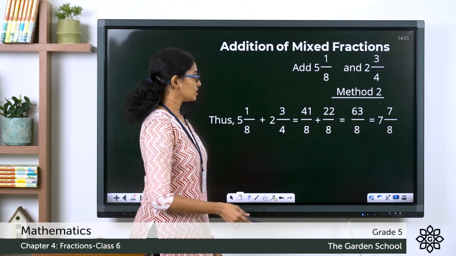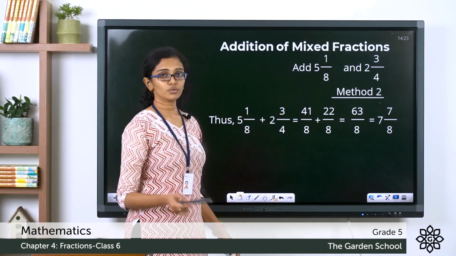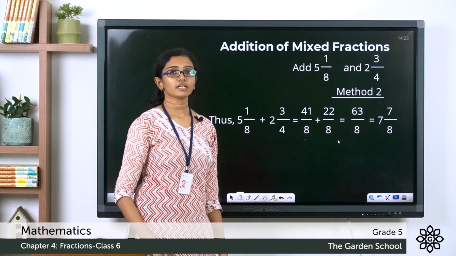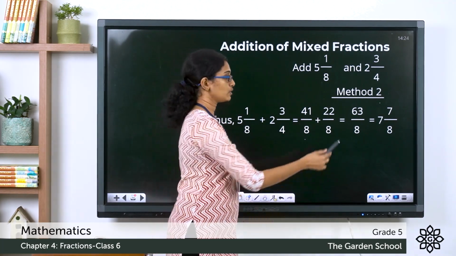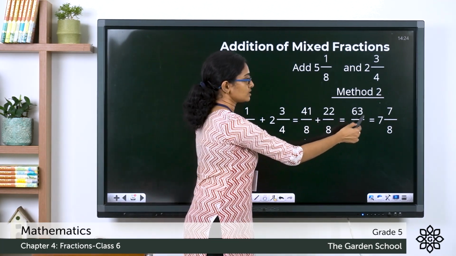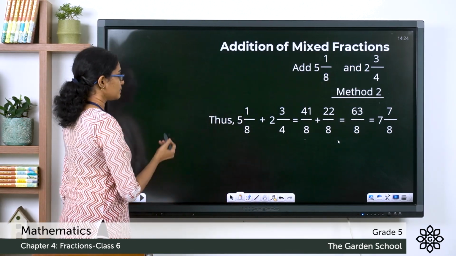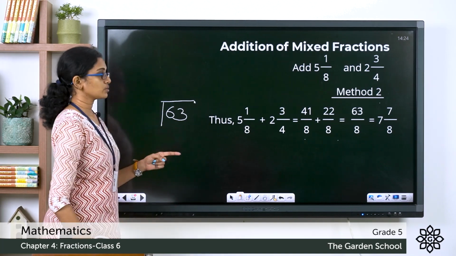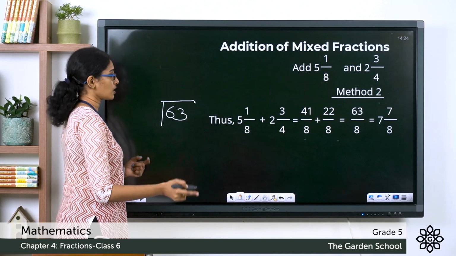Now, let's do the addition. 5 1 by 8 plus 2 3 by 4 is equal to the equivalent improper fractions added here. 41 by 8 plus 22 by 8. So, adding the numerators gives you 41 plus 22, 63 by 8. And that improper fraction you can convert to mixed fraction form. How can you do that? Just do the division by long division method.